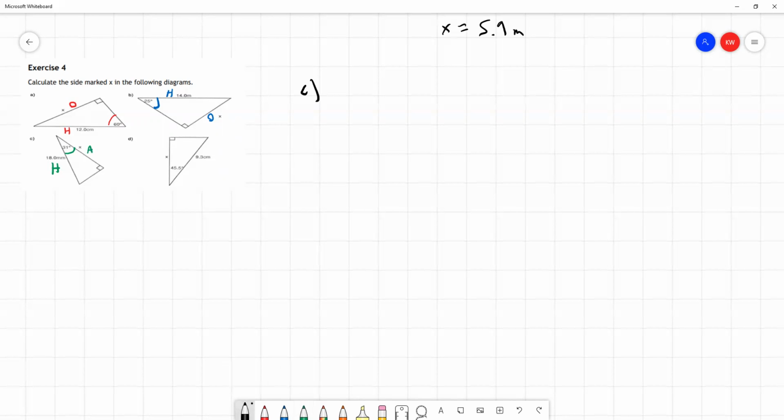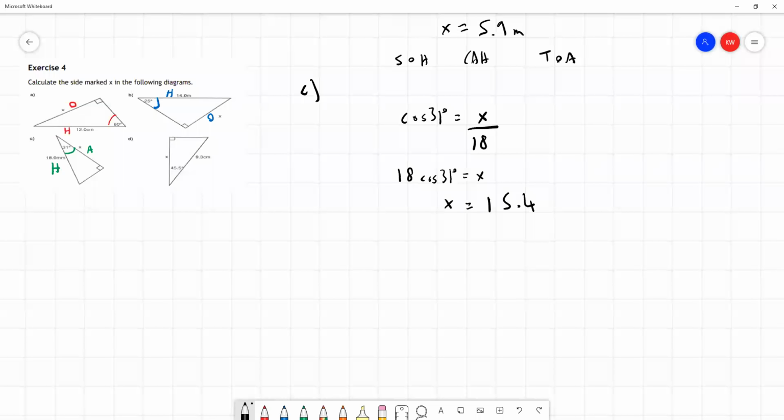So, if we look back at our memory trick, SOHCAHTOA, this time we're working with the adjacent and the hypotenuse. And so it's cosine that we're going to use, because we've got the adjacent and the hypotenuse. So we're going to write cos 31 degrees is equal to the adjacent, in this case x, which we don't know, divided by 18. Multiply both sides by 18 to get x by itself, and then perform our calculation, multiplying 18 by cos 31. The answer we get here is 15.4, being careful to use the correct units, because this question is using millimetres. And so that's our answer complete.